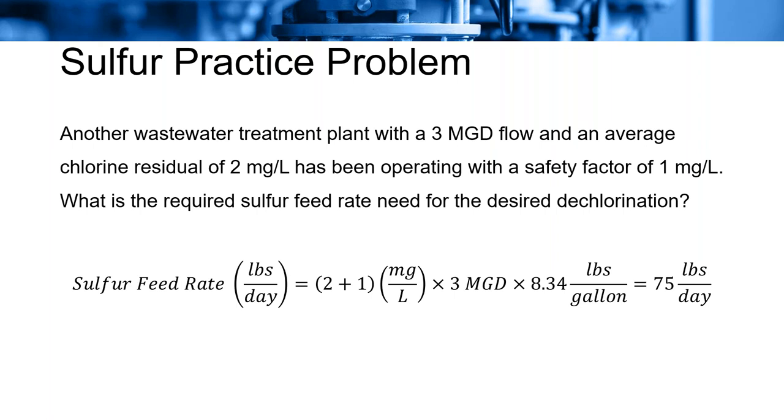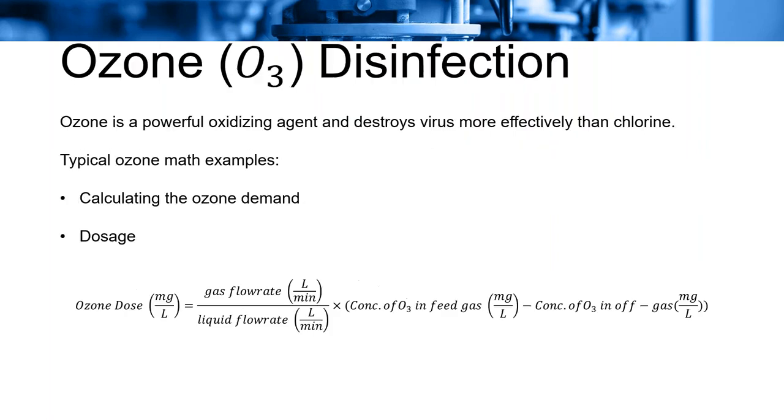All right, so now we're going to move on to some ozone disinfection. Ozone is a powerful oxidizing agent and destroys viruses more effectively than chlorine. There aren't always a whole lot of ozone disinfection problems that I've seen in certification exams, but one thing you might need to do is calculate the ozone demand, which is done the same way as a chlorine demand. You'll probably be given a residual and a dosage, and you'll subtract that residual from the dosage to get your demand. It's the same as with chlorine.